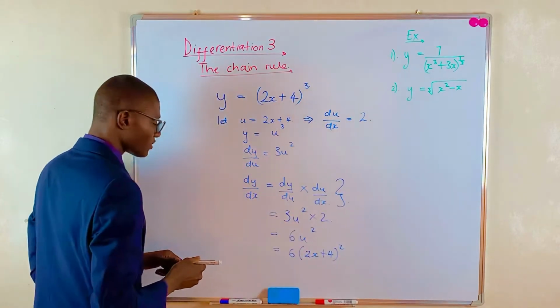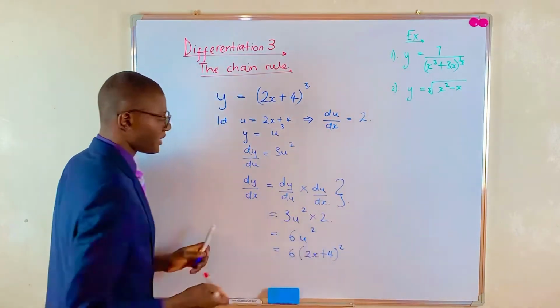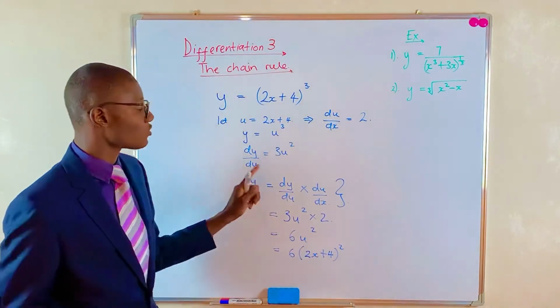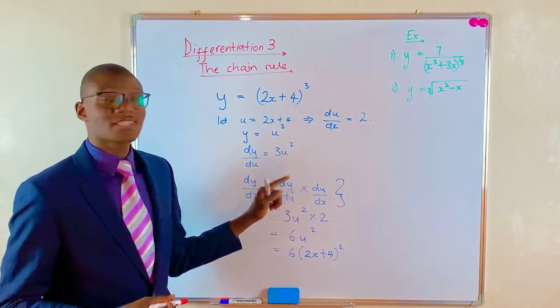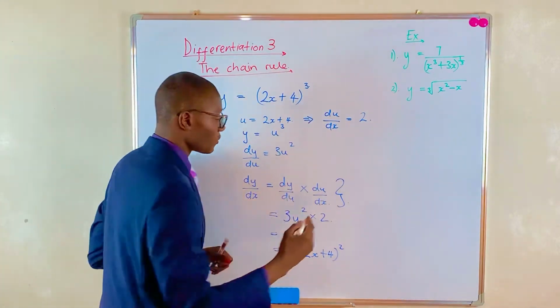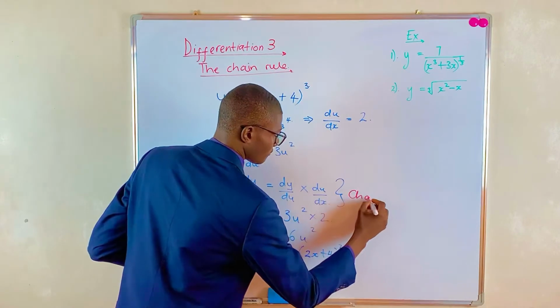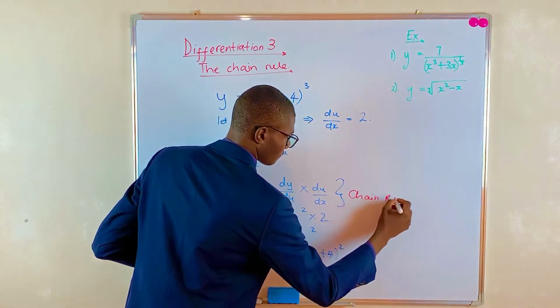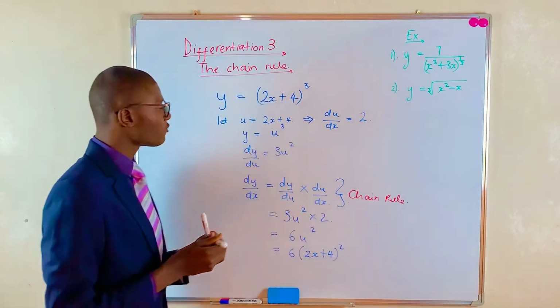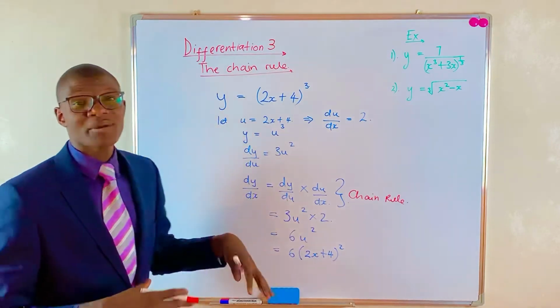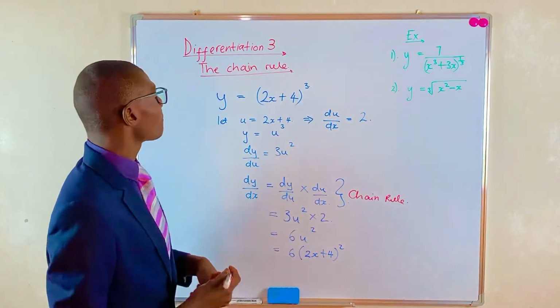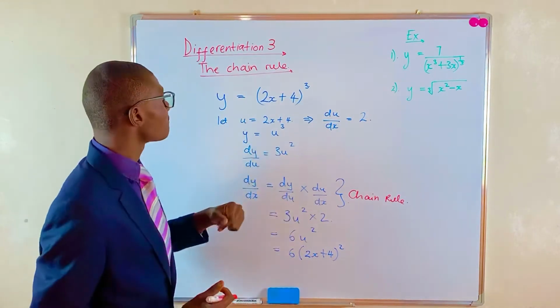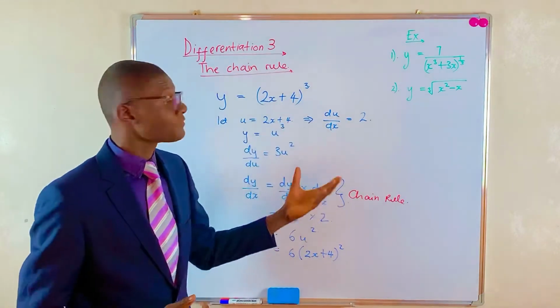This is what we call the chain rule, right? dy by dx is equal to dy by du times du by dx. This is what we call the chain rule. And of course, we are working it out by substitution. We are coming up with a substitution for one of the functions.